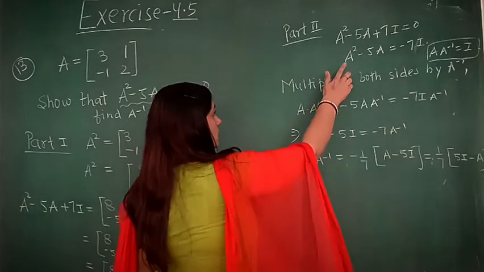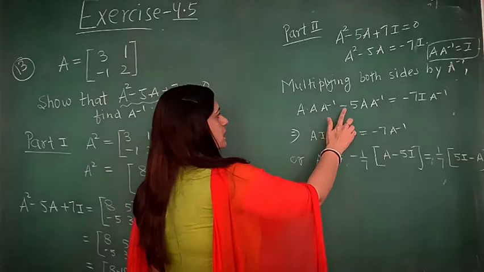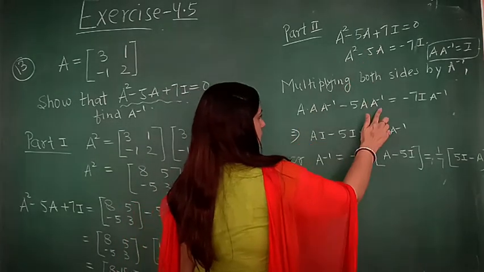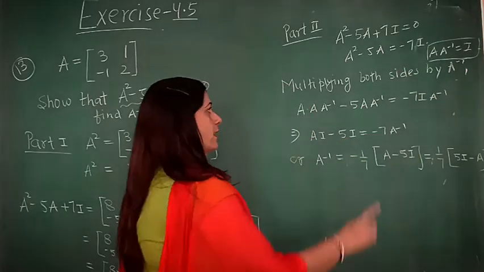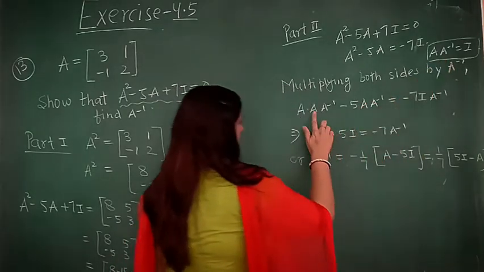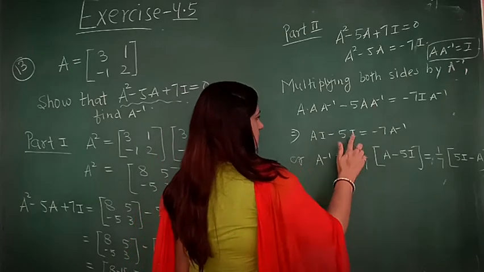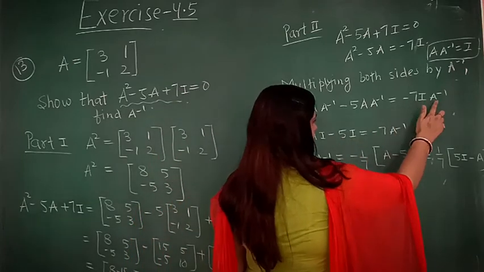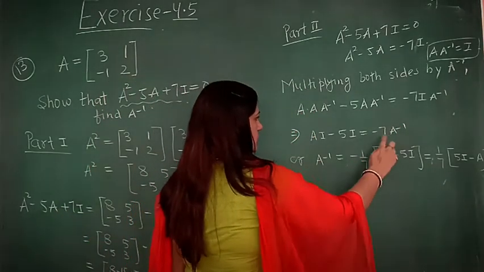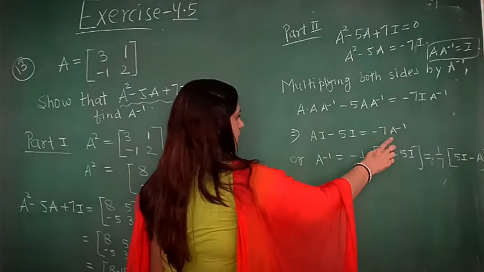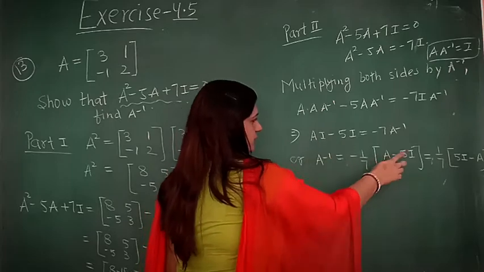So this A square you can split as A into A into A inverse, minus 5A into A inverse, that is equal to minus 7I into A inverse. Now using the above, A into A inverse will become I, so we have A I minus 5 times A into A inverse, again I, and that is equal to minus 7 I into A inverse, which is again equal to minus 7 A inverse. Now from this equation you can find the value of A inverse is equal to minus 1 upon 7 into A minus 5I.